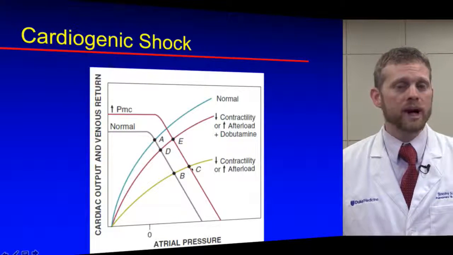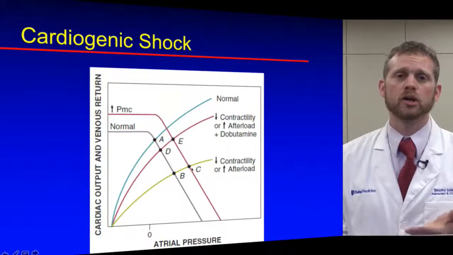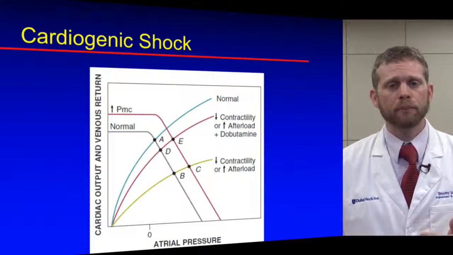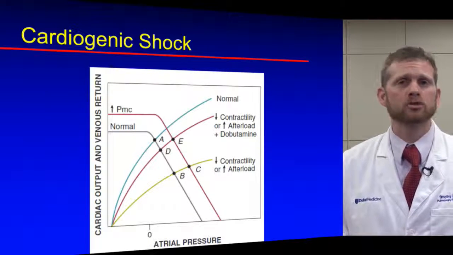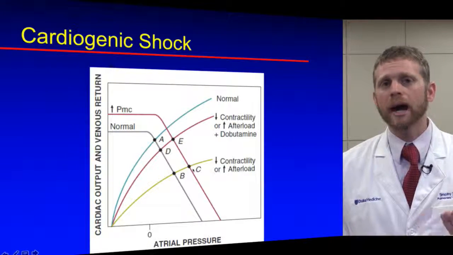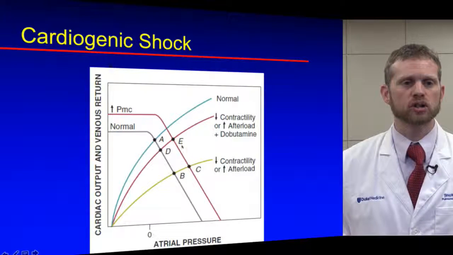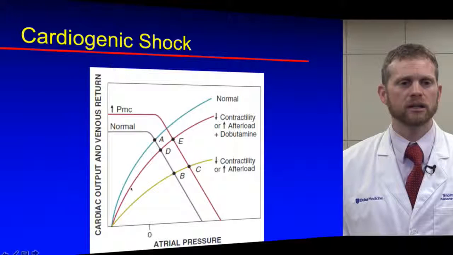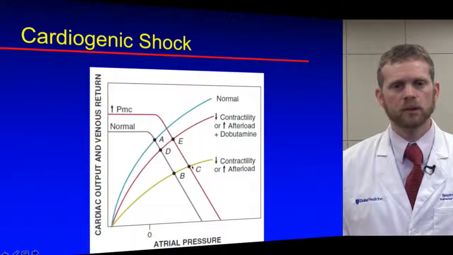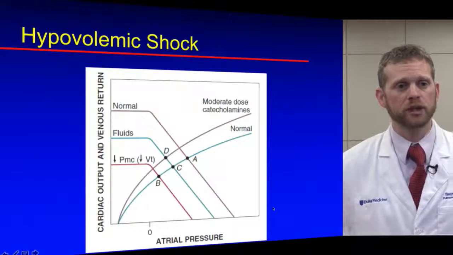So what would you do next here? Well, the next step in treating a person with cardiogenic shock with a low cardiac output would be to improve their cardiac contractility. In this case, a patient would be started on an inotrope like dobutamine, and you will see that the function curve would then shift to the left, right here, and you would go from point C to point E.